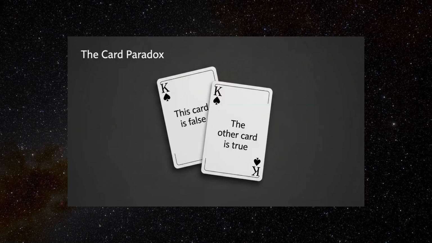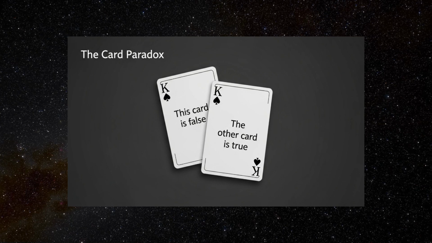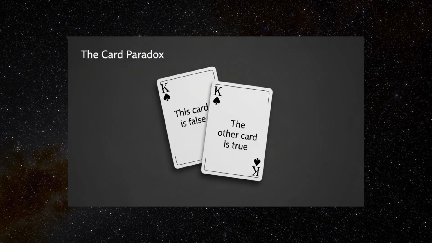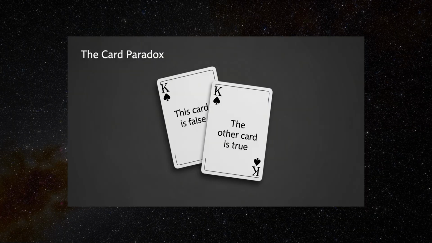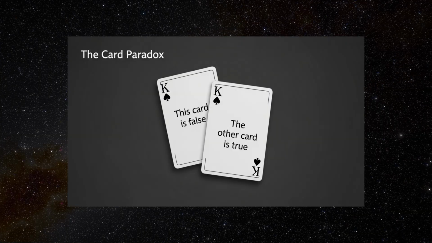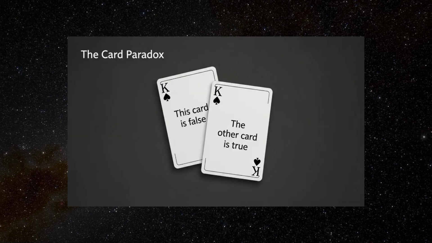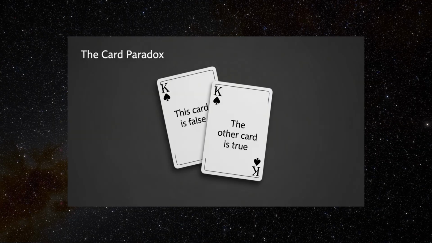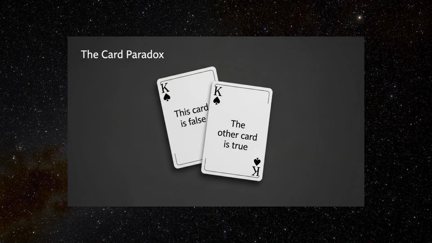Let's say the sentence on side A is true. That means that what it says is correct, so the sentence on side B is indeed true. But side B says that the sentence on side A is false. So if side B is true, then side A must be false. That contradicts our original assumption that side A is true.